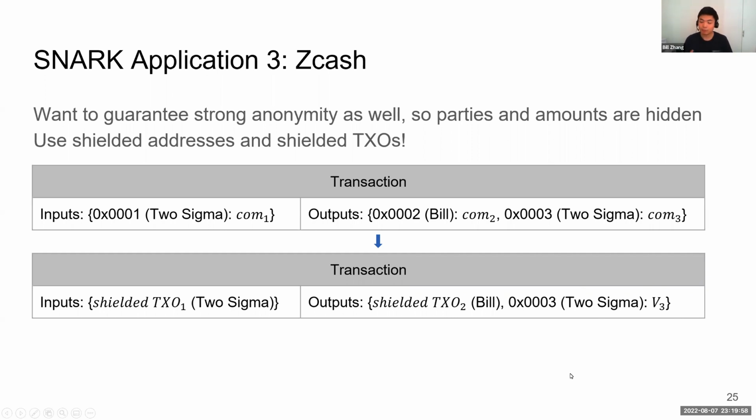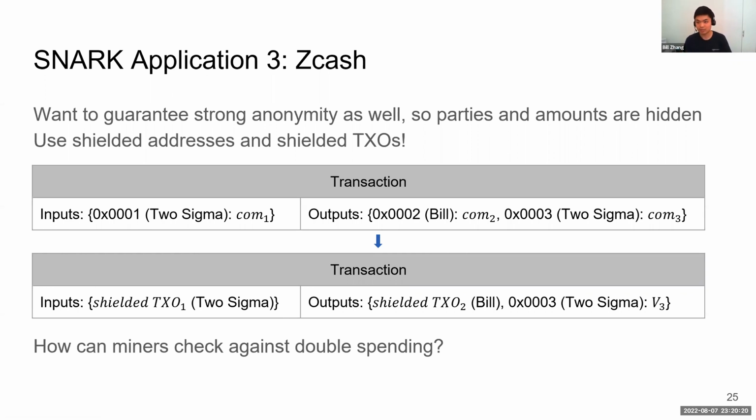And here, we've already answered one big challenge, which is: how can the miner verify that the inputs match the outputs if the amounts are all hidden? We use a SNARK to do that. But now the big question is, how can a miner check against double spending? Because if nobody knows that this transaction input was from 2sigma, what's preventing 2sigma from spending the same coin in multiple different transactions? If the miner cannot check that this was 2sigma that spent this coin, this is where we're going to need SNARKs again.